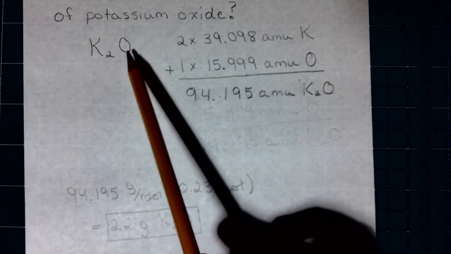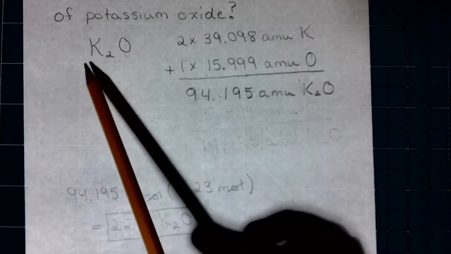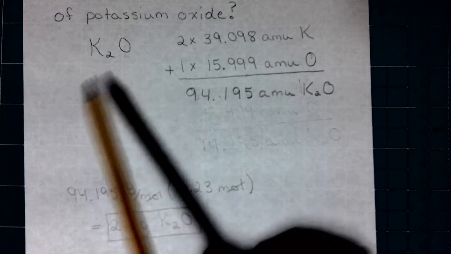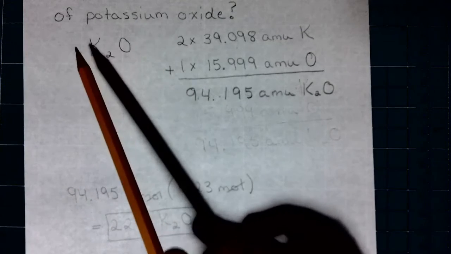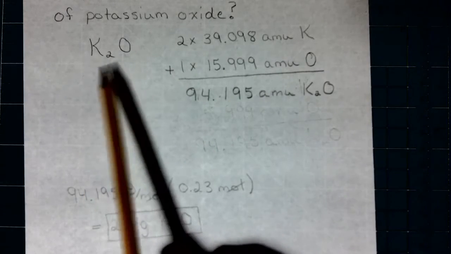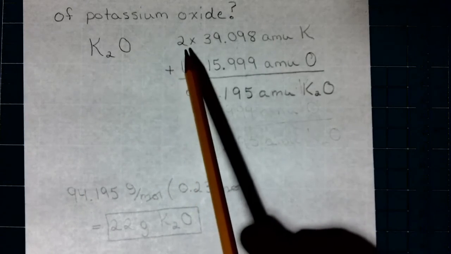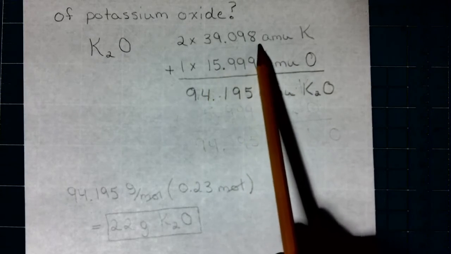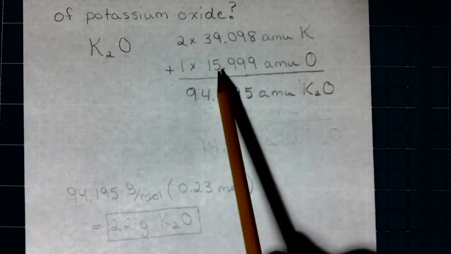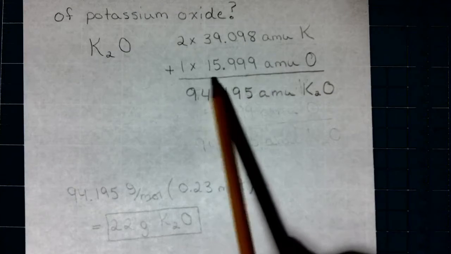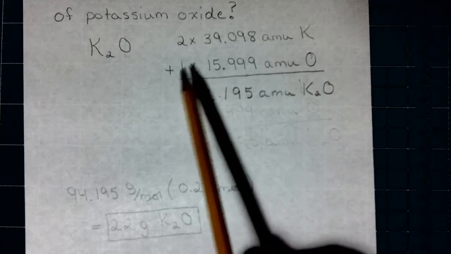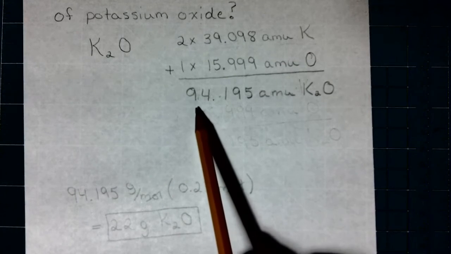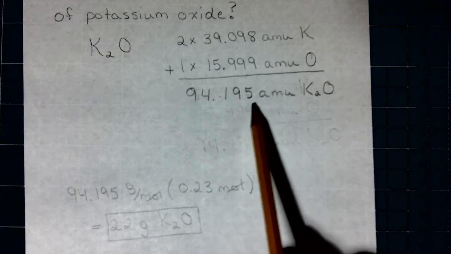We know oxygen has a -2 charge, potassium tends to have a +1 charge, so we're going to look at K2O as our formula for potassium oxide to balance the charges on the two. We know that an atom of potassium weighs 39.098 AMU. We have 2 of those. We know an atom of oxygen weighs 15.999 AMU. We'll add those together and we'll see that a molecule of potassium oxide weighs 94.195 AMU.